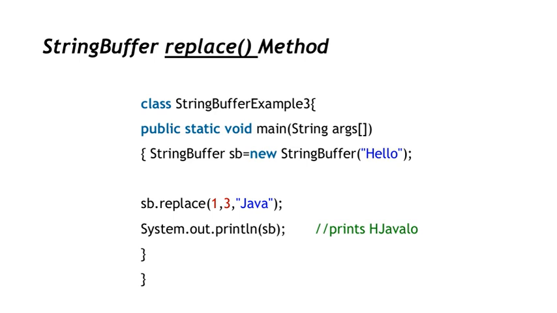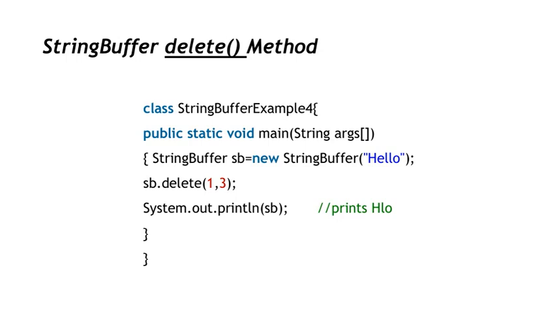After the replacement, when we print sb, it outputs HJavalo. Notice how the original E and L from hello are replaced, and Java is inserted in their place. This demonstrates how powerful and flexible the replace method can be for modifying parts of a StringBuffer. And as you'll see throughout this presentation, understanding these string manipulation methods is essential for efficient coding in Java.